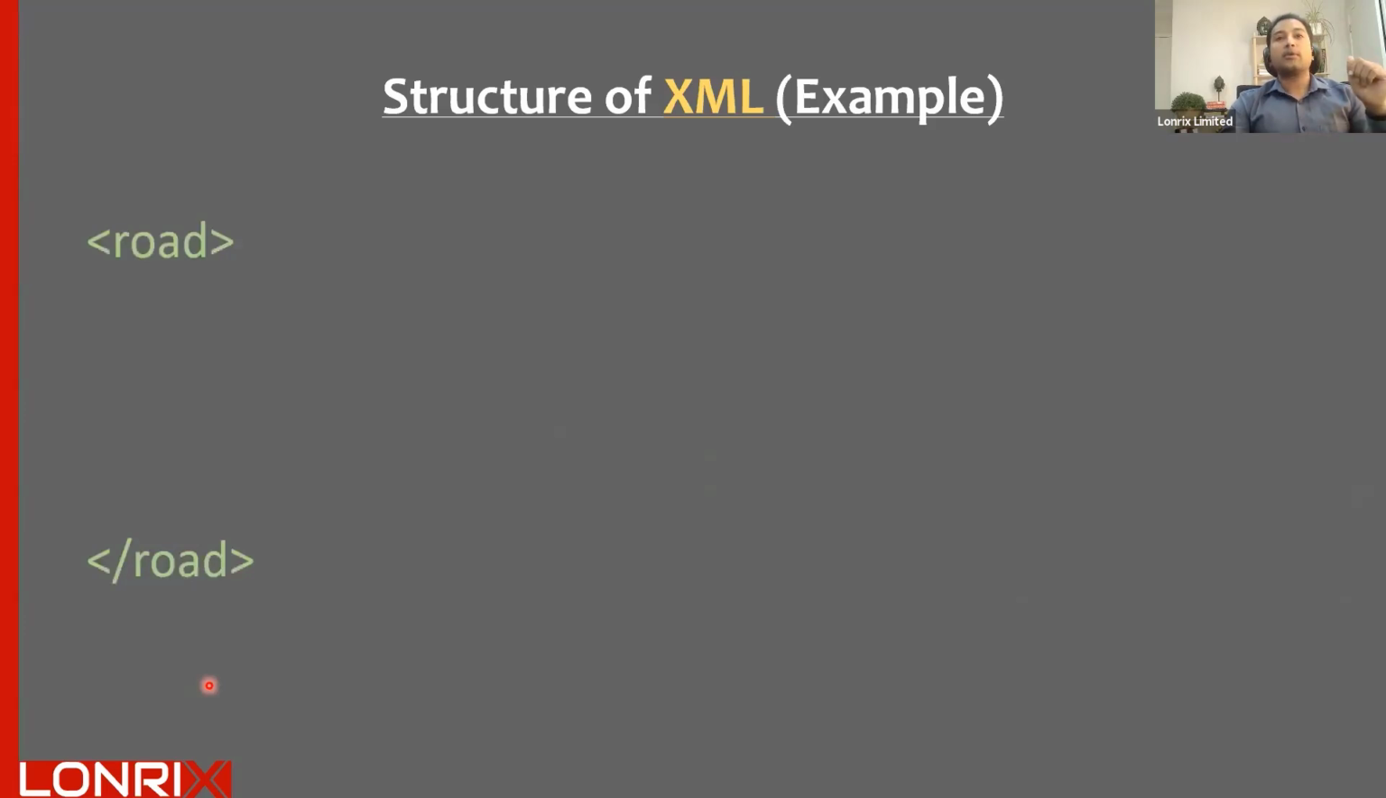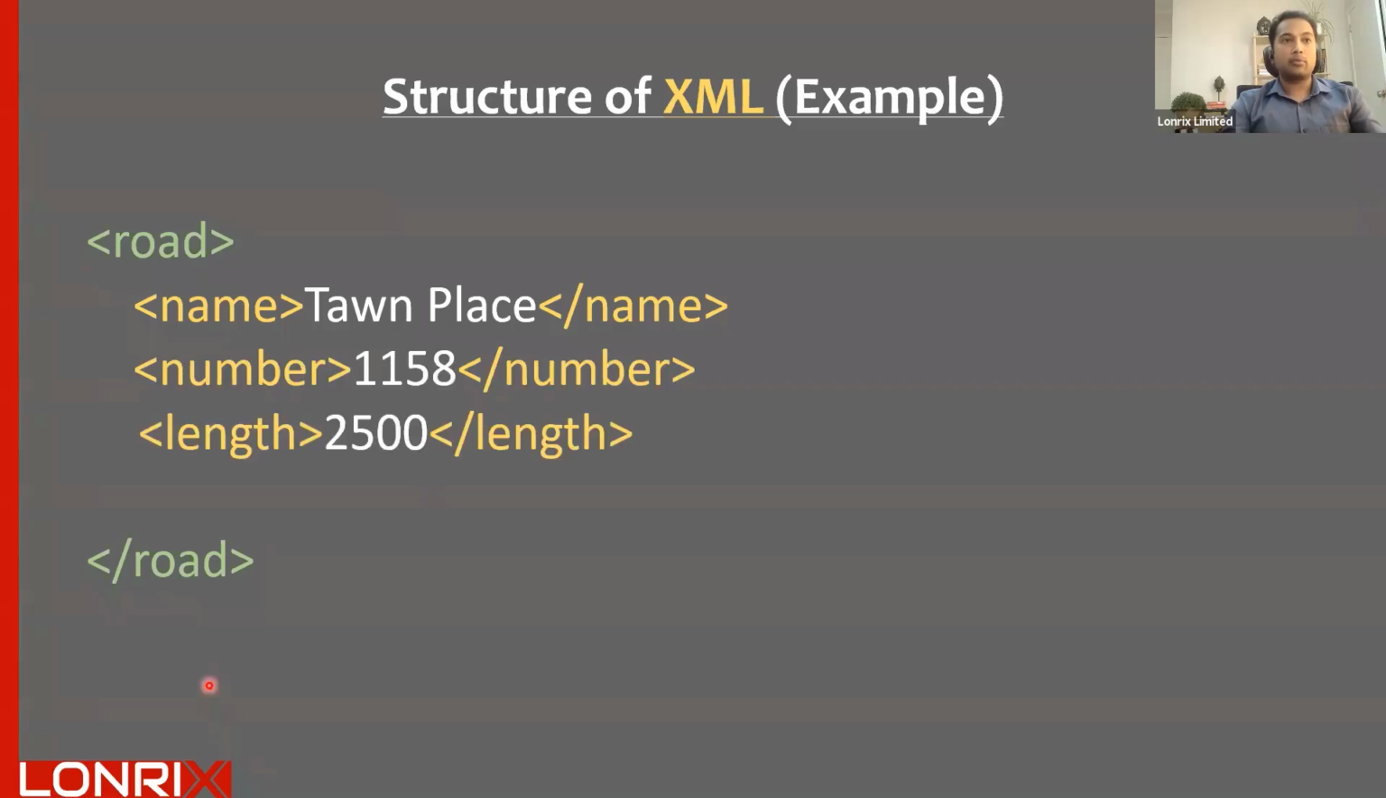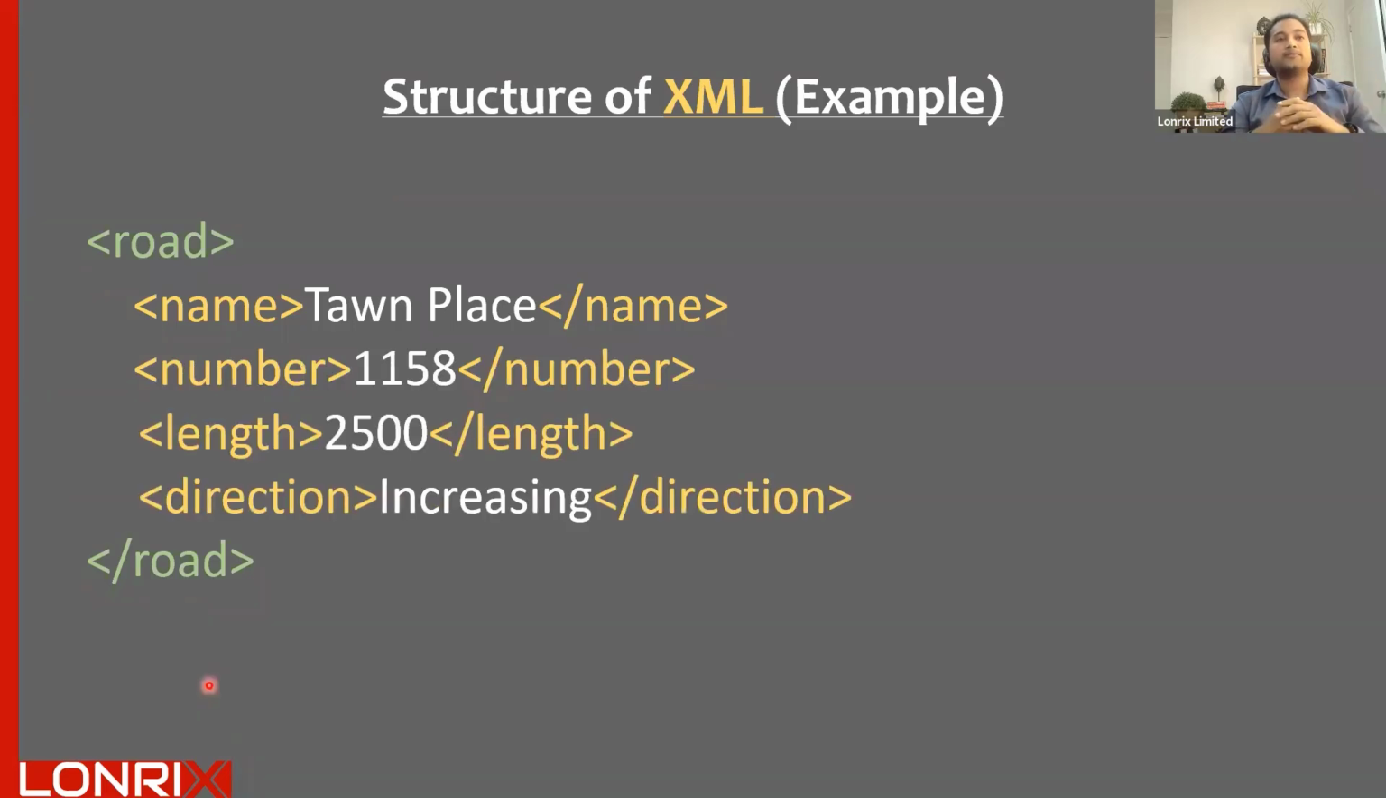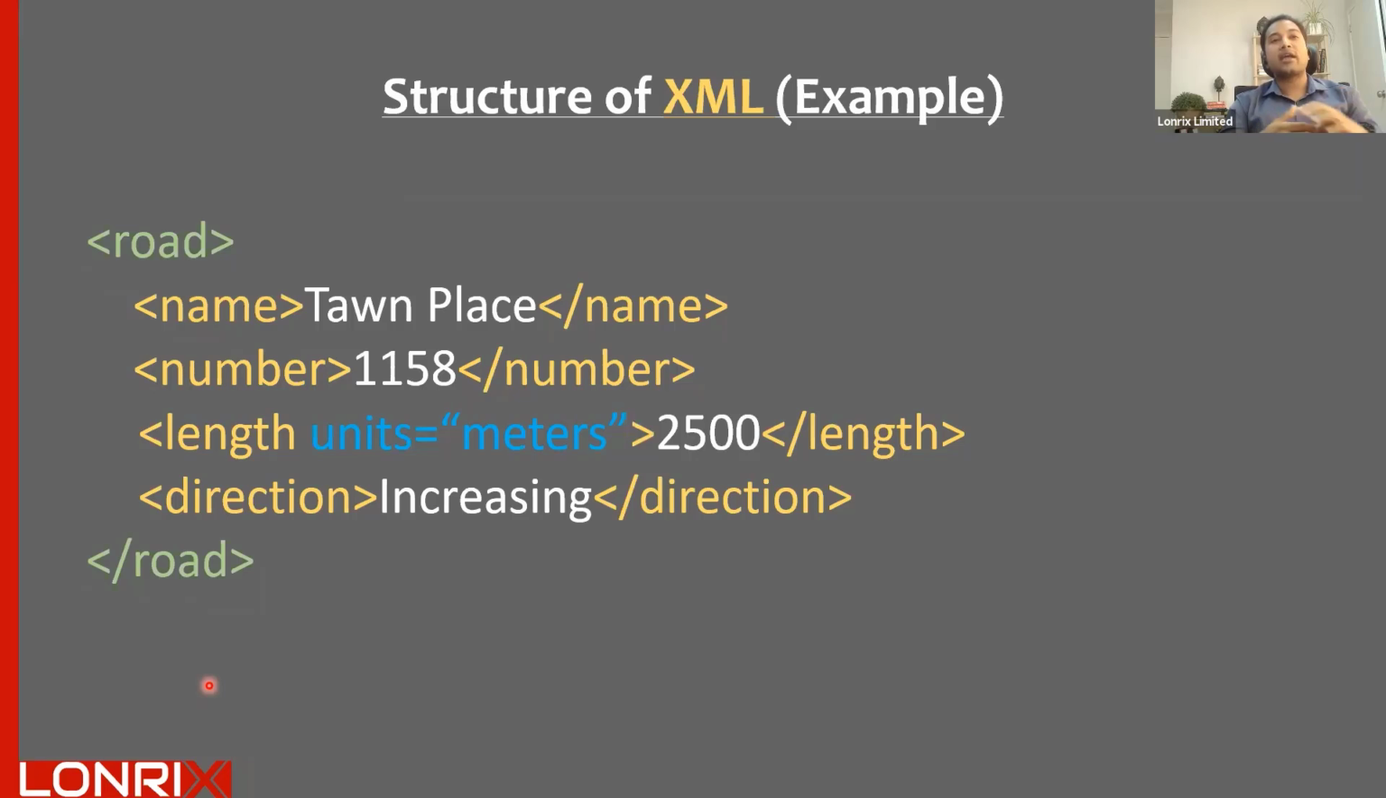So this is our root element, which is road, and then the child elements such as name, number, length, and direction. But length says 2,500. We don't know whether it's meters or kilometers or miles or feet. So this is a classic example of how you can add attributes, which is optional again, to define or add more information to the type of data that you're representing.